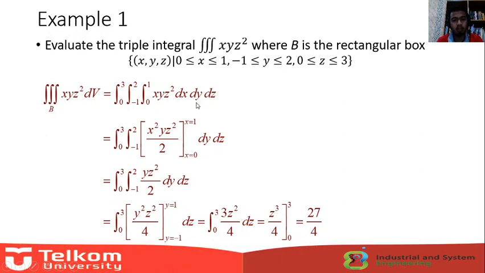For example, if you want to put dy in front, it means x, y, z square dy, dx, dz. So here it is not 0 until 1, but the boundary here, minus 1 until 2. And for dx, it is from 0 until 1. And dz is from 0 until t. Then you can solve one by one. We solve from the front until the end. Okay.